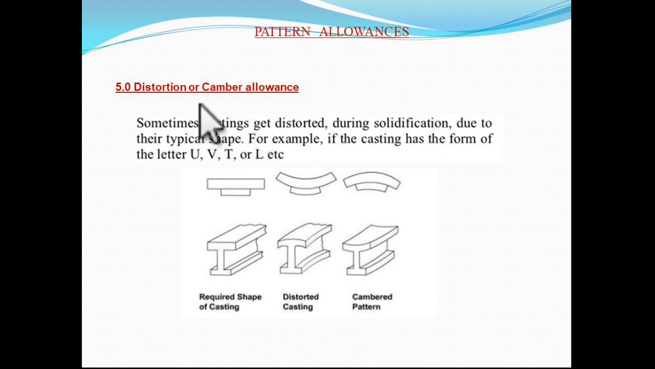The next one is chamfer or distortion allowances. When we are making a structure like an I cross section, a T structure, or an L structure, there is a chance for material distortion after solidification. Sometimes the casting may get distorted at the time of solidification due to some typical shapes. To overcome this issue, we give some additional dimensions to the pattern. After solidification, the material is taken out from the sand casting and machined, and we can form the required shape of the pattern.